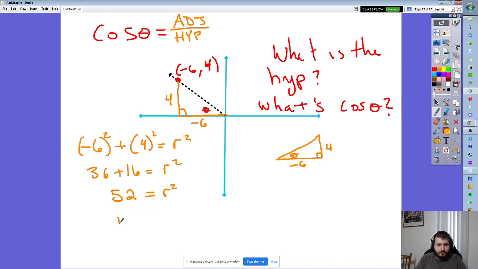And then we square root whatever that is. I think 52 is 4 times 13, so we can break this down to 2 radical 13 technically. But again, like I said before, if you end up with just leaving it as radical 52, I'm not going to fuss over that too much. That's still correct. But now we're just going to do adjacent over hypotenuse like we're used to. Adjacent is negative 6. The hypotenuse is 2 radical 13.